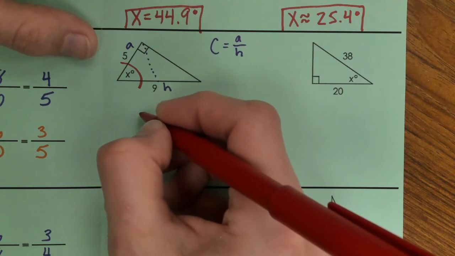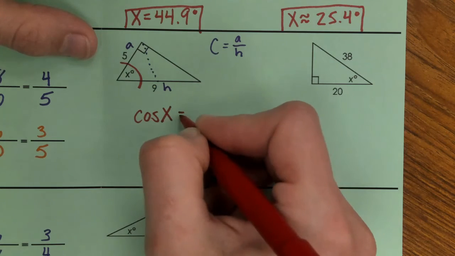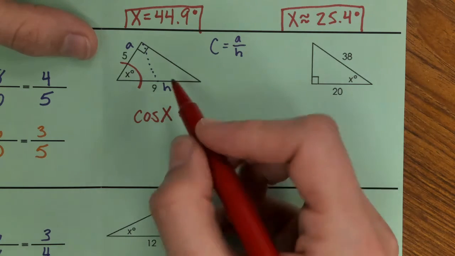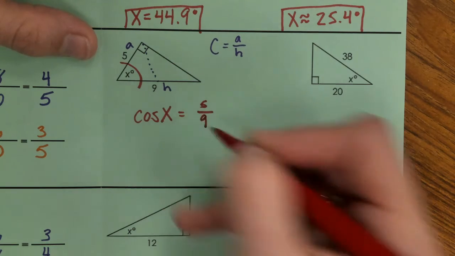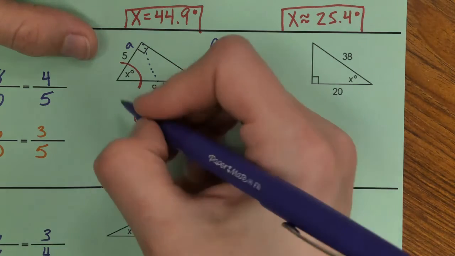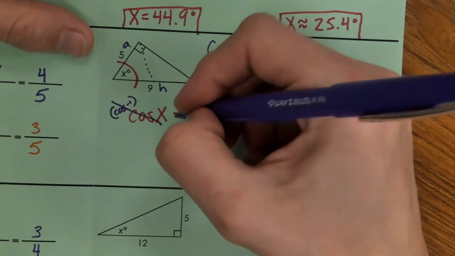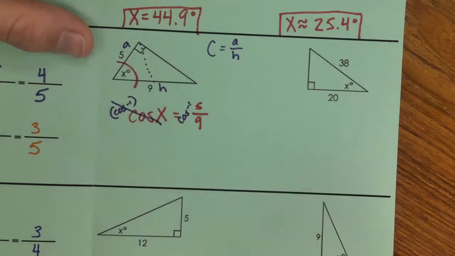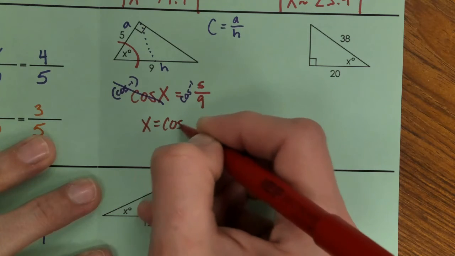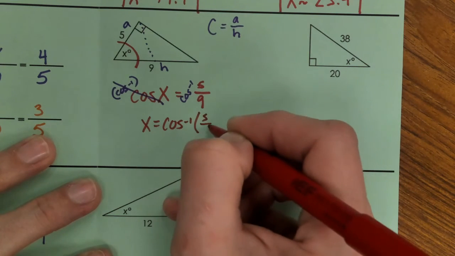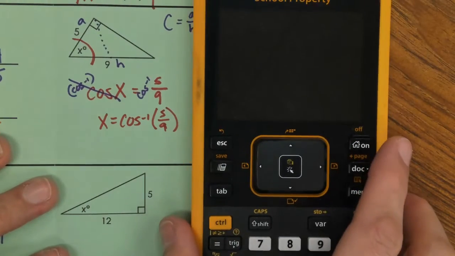We will set up cosine of our unknown angle of x is equal to adjacent over hypotenuse, so 5 over the 9. And to get rid of the cosine, we simply do the inverse cosine on both of these. Okay, so then we'll have x equals the inverse cosine of 5 over 9. And I'll show you just on this calculator, it's the exact same thing.